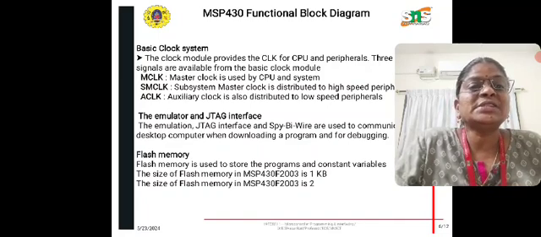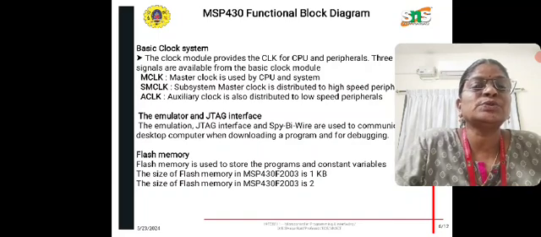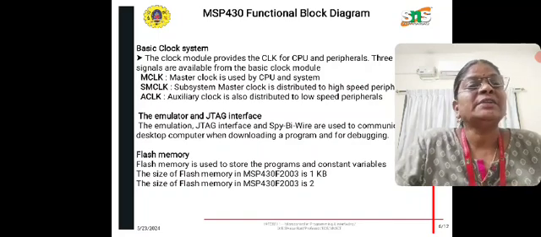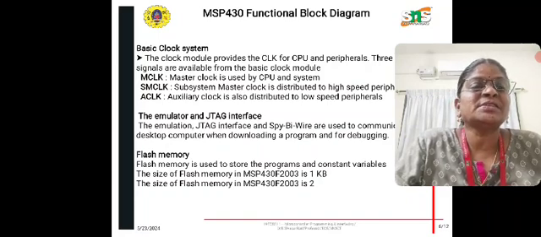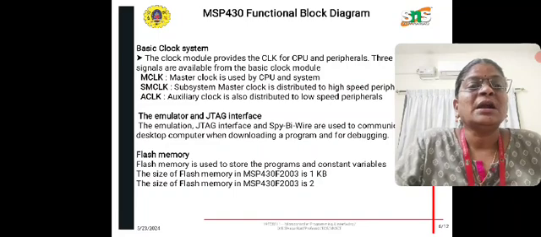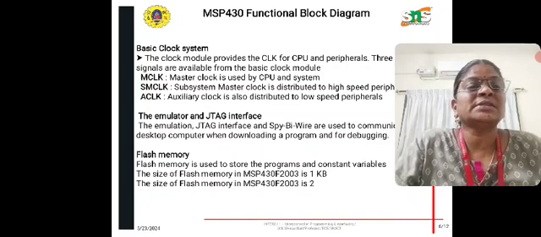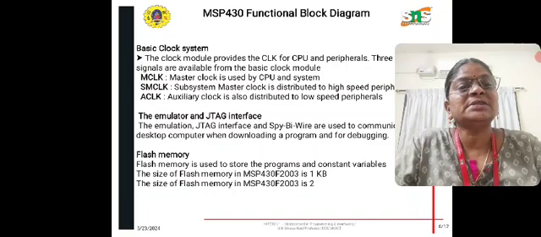The emulator, JTAG interface and Spy-Bi-Wire are used to communicate with a desktop computer when downloading a program and for debugging. The next block is flash memory, which is used to store programs and constant variables. The size of the flash memory for the MSP430F2003 is 1 KB, and we have another device with 2 KB, right?